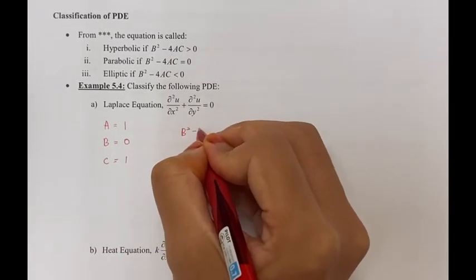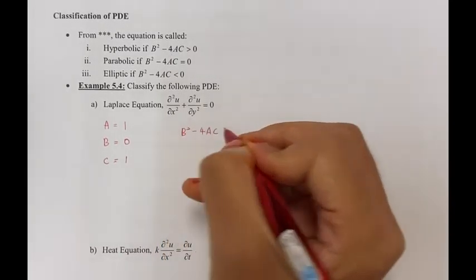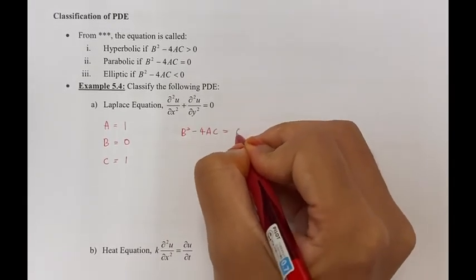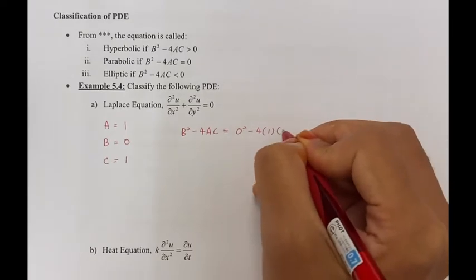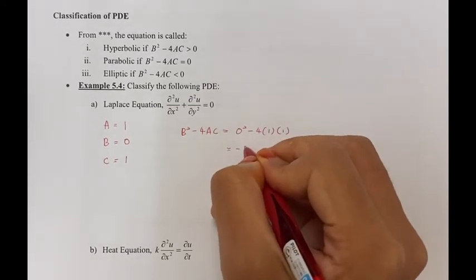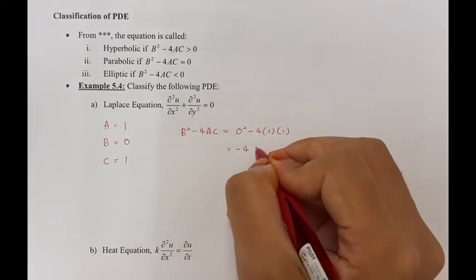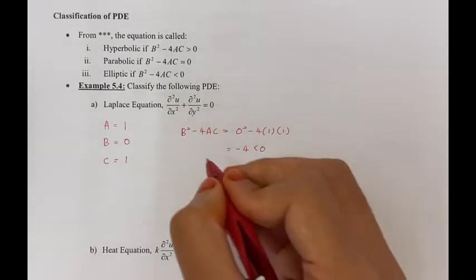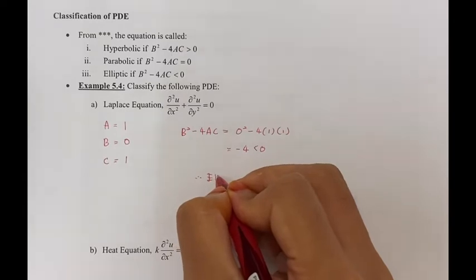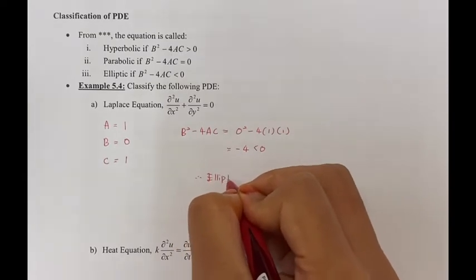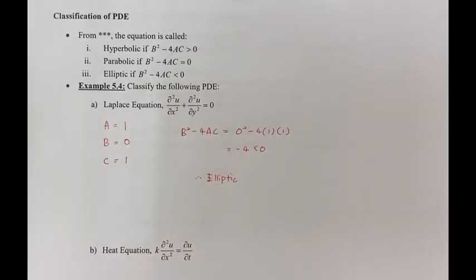Okay. So, substitute into b square minus 4ac. We have 0 square minus 4 multiplied by 1 multiplied by 1. And we have negative 4, which is less than 0. So for the Laplace equation, it is an elliptic equation. Elliptic PDE.